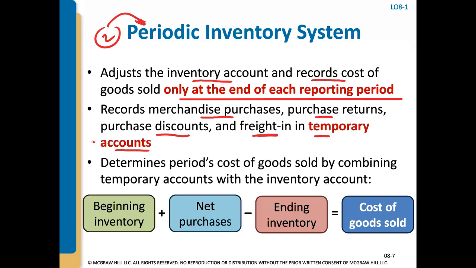But the way we calculate the cost of goods sold is the same. You take your beginning inventory plus your net purchases, and net means that it includes the discounts, the returns, and the freight, and minus your ending inventory gives you your cost of goods sold.